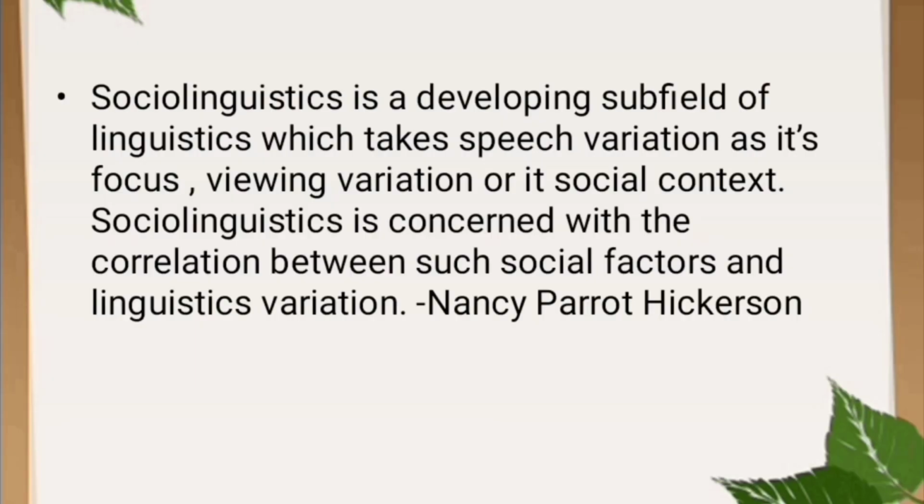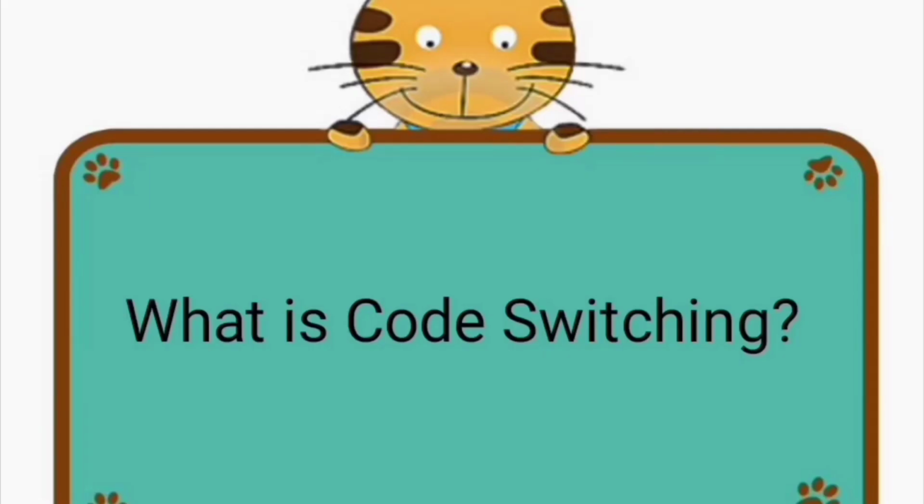Sociolinguistics is a developing subfield of linguistics which takes speech variation as its focus, viewing variation in its social context. Sociolinguistics is concerned with the correlation between such social factors and linguistic variation. So, sociolinguistics is the study of the relationship between language and society. They are interested in explaining why we speak differently in different social contexts, and they are concerned with identifying the social function of a language and the way it is used to convey social meaning.